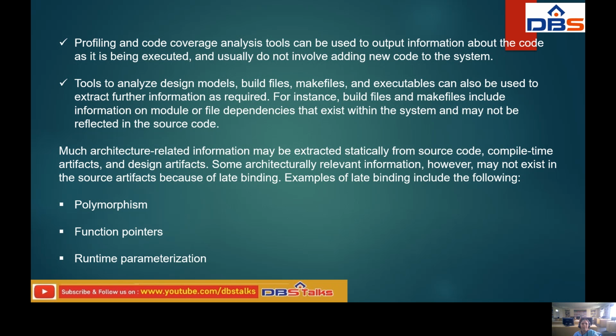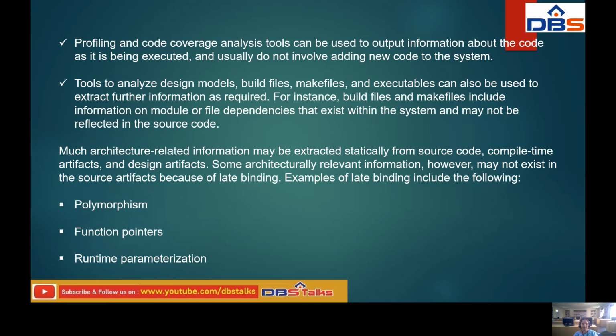Now for instance, build files and make files include information on modules or file dependencies. So for example, consider which type of information build files and make files are having. They have information regarding modules and file dependencies that exist within the system and may not be reflected in the source code, and much architecture related information may be extracted statically from source code. Compile time artifacts and design artifacts. These are the two we mainly have.